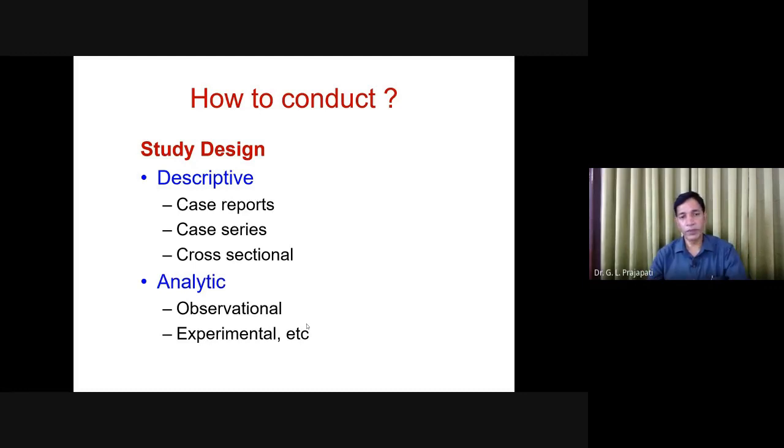So broadly there are two kinds of research design. One is the descriptive and analytic. There may be many more. So descriptive means what? You are just observing the things. Whatever is happening, you are not going to do anything. You are just observing, and this is the kind of descriptive. And most of the time, you are going to get the answer for the what instead of how or how many.